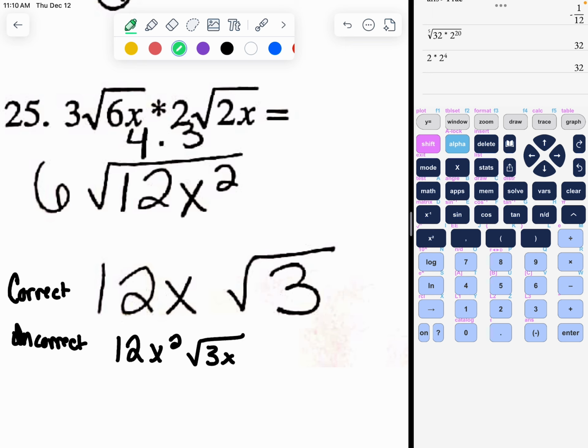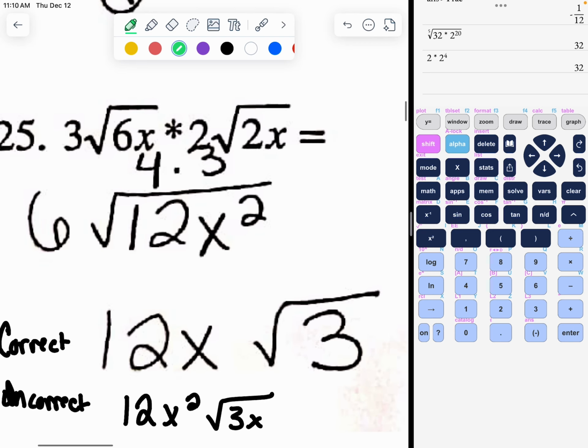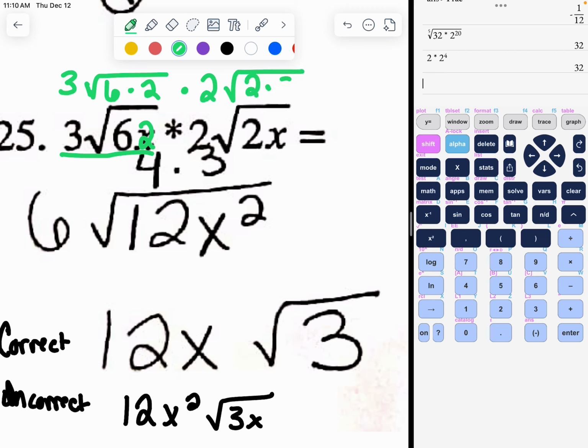So the first thing we do is, if there's a variable, you have to define that variable by a number. So I'm going to pick a small number like 2. Instead of 3 square root of 6x, I'm going to do 3 square root of 6 times 2. Every time I see an x, I'm going to make it into a 2. Then we're going to multiply that by 2 square root. Instead of 2x, I'm going to do 2 times 2. So again, you pick a random number for x so you can type it into your calculator.